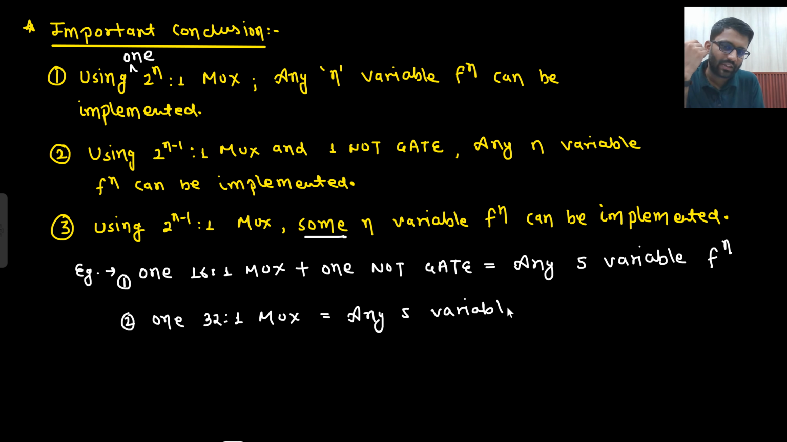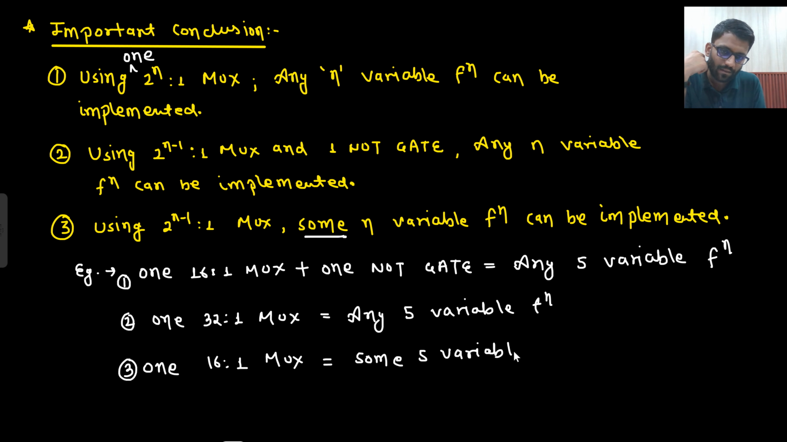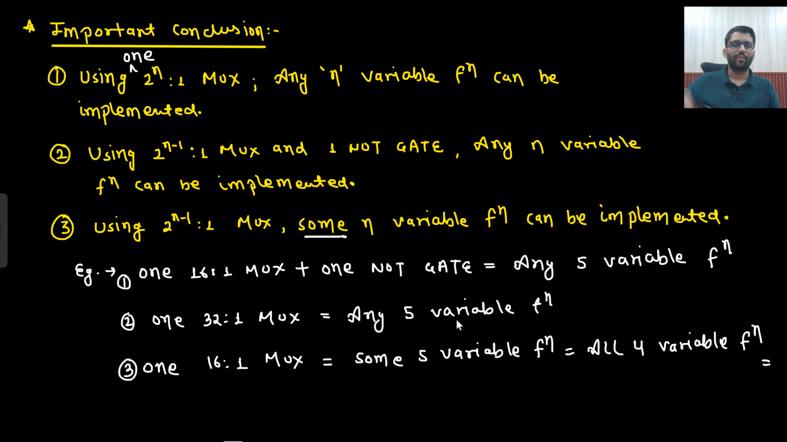Why so? Because a 32 is to 1 mux will have 5 select lines. If there are 5 select lines, then I can get 5 bars. If I can get 5 bars, then I can implement any 5 variable function, right? Any 5 variable function. Third one, a 16 is to 1 mux. Then you can write some 5 variable functions and all 4 variable functions. All 4 variable functions you can make.